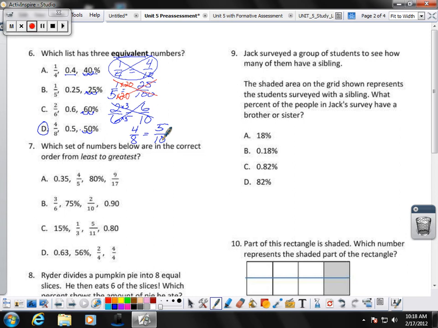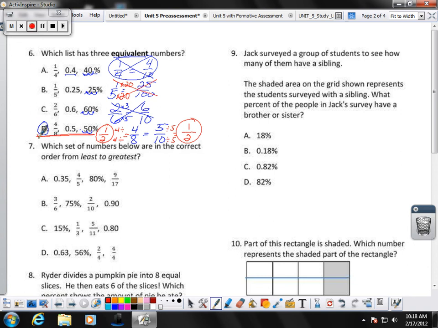Okay, there's a couple of ways we can prove that this is correct. I can simplify 4/8. 4 goes into 4. I divide that by 4, and I get 1 here. I divide this by 4, and I get 2 here. So 4/8 is the same thing as 1/2. If I go over here, I can divide this by 5, and I get 1. And I divide this by 5, and I get 2. And 1/2 is equal to 1/2. That is why all of those numbers are equal to each other.